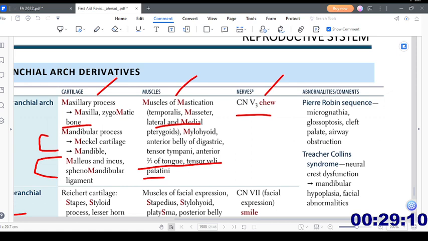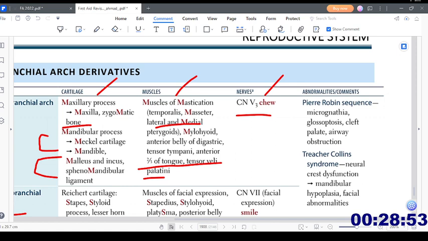And if you can see in the ear, you will be able to see the inner ear bones, and from the inner ear, the malleus and incus, the first two of the ossicles, along with the sphenomandibular ligament, are coming from this one, the first branchial arch cartilage.